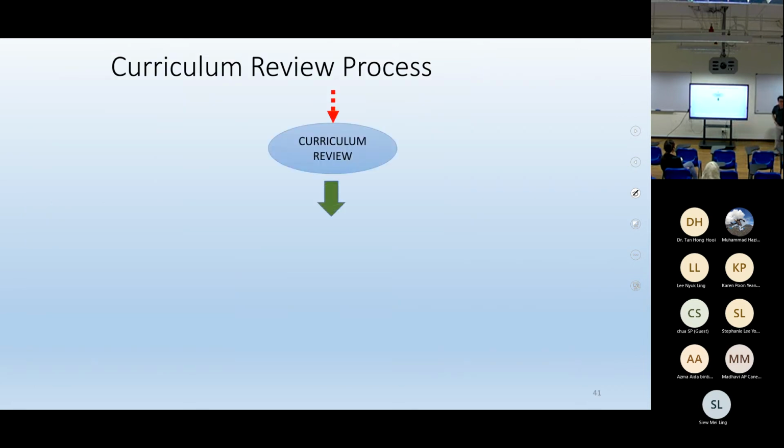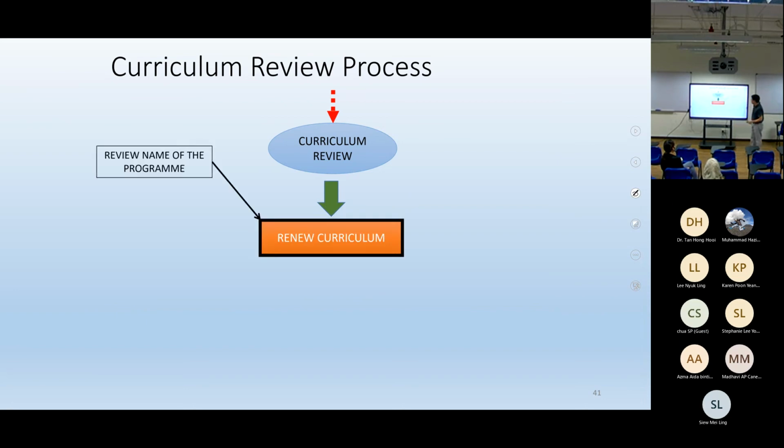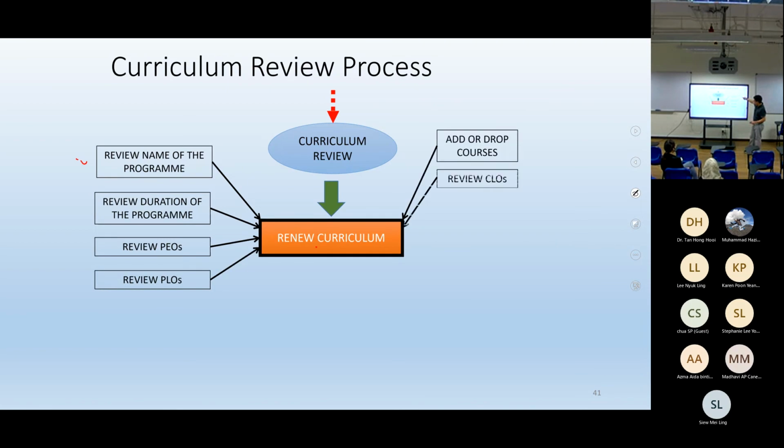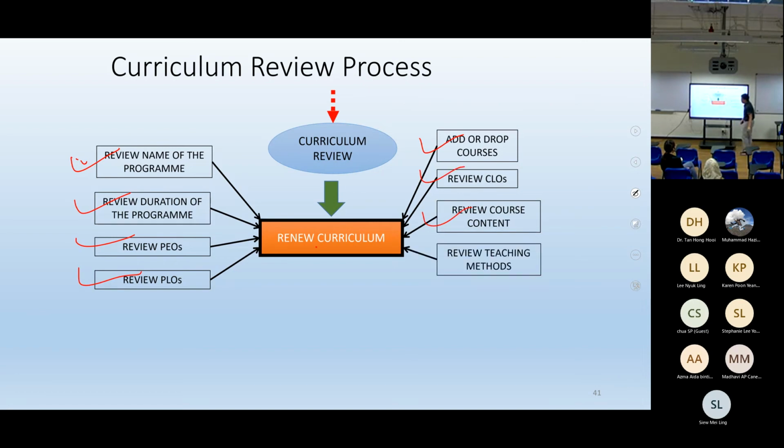And then, of course, when we discuss, we're talking about curriculum. OBE, one very important activity is the curriculum review. All right, when we review the curriculum, you always look into this. When you do curriculum review, name of program. So then we look into name, we look into duration, PEO, this one will drive PLO, add or drop courses, CLO, review course content, teaching methods, and so on.